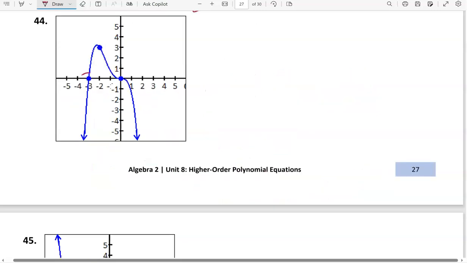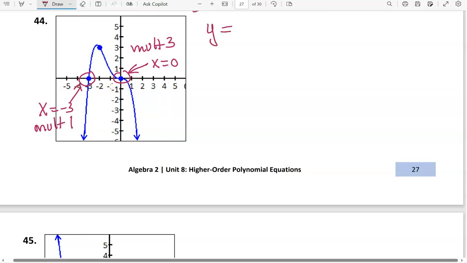In 44, there are two zeros or x-intercepts. We have one at x equals 0. Notice the graph flattening as it passes through, so this is going to be a multiplicity 3, 0. And we also have a 0 over here at x equals negative 3. The graph just basically passes straight through, so that's multiplicity 1.